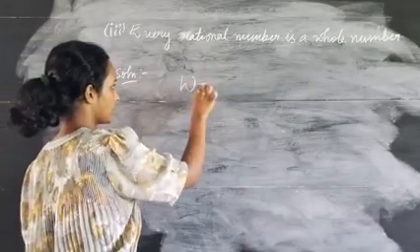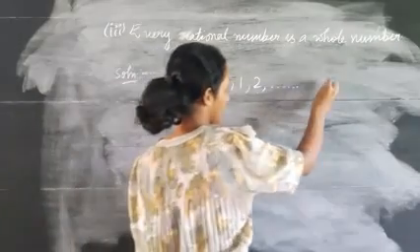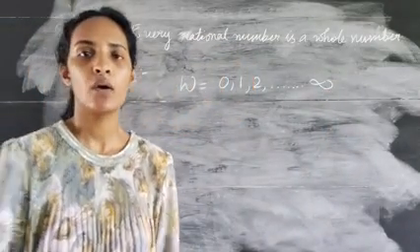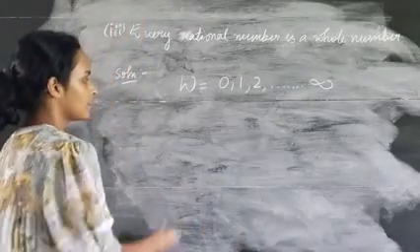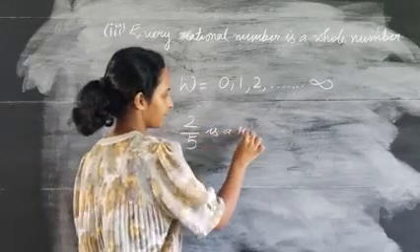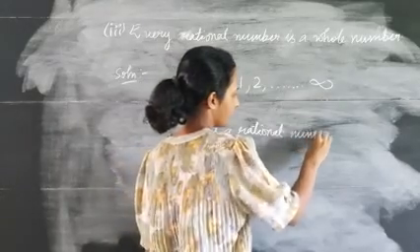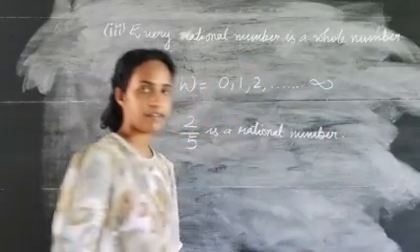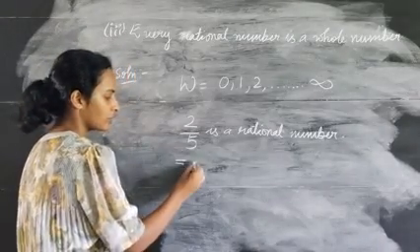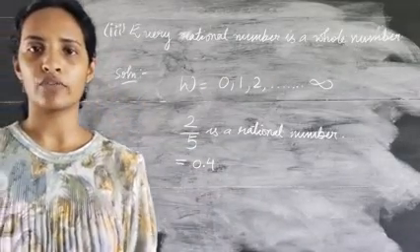What is the whole number set? 0, 1, 2, etc. till infinity is the whole number set, right? Now, take a rational number. 2 by 5 is a rational number. Is it a rational number? Yes, it is. And 2 by 5, once I solve, what do I get? 0.4. Once I divide, I'll get 0.4.